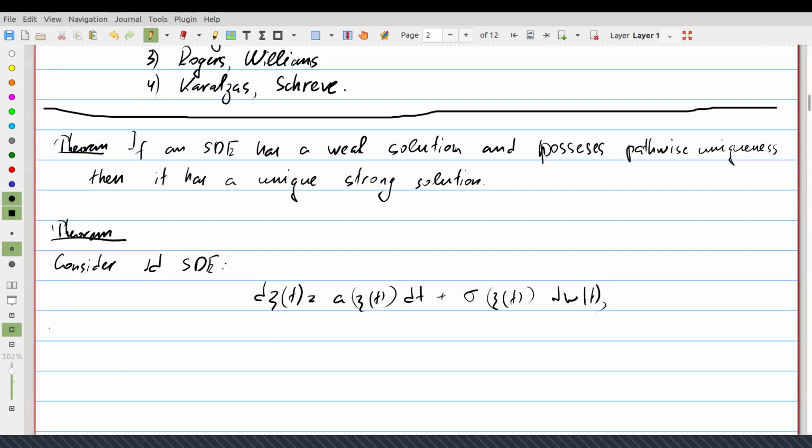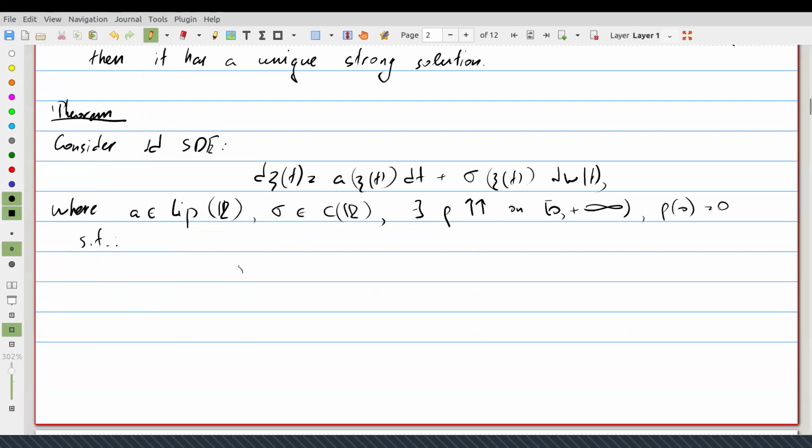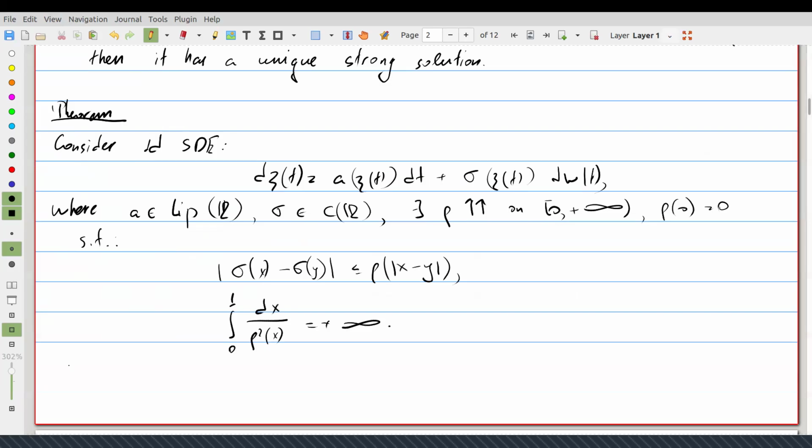dW_t. And I will assume the following: a is Lipschitz, sigma is continuous, and there exists a strictly increasing function rho on the positive half line that starts at 0, such that the modulus of sigma x minus sigma y is less than rho of the modulus of x minus y, and the integral from 0 to 1 of dx over rho squared of x is plus infinity. Then pathwise uniqueness holds.